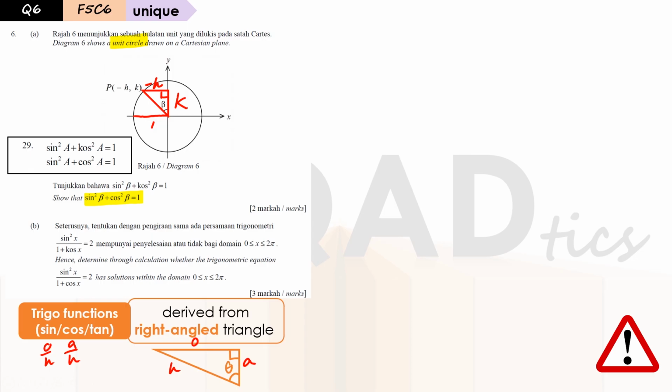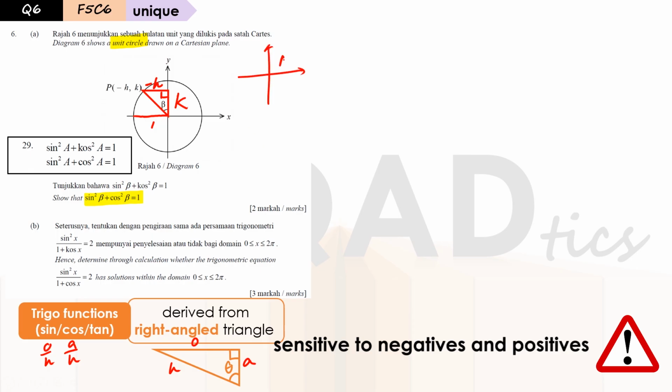If you remember, sine, cos and tan are actually very sensitive to negatives. There's one thing that we have learned, which is the ASTC method: quadrant 1, quadrant 2, quadrant 3, quadrant 4. If we want to find the cos and sine values in quadrant 2, we say that cos is negative and only sine is positive. So sine, cos and tan, depending on which quadrant, are very sensitive to positive and negative. That's why we keep the negative here.